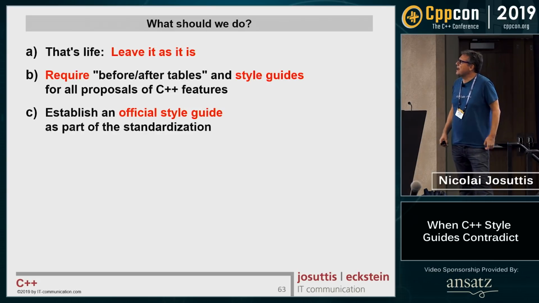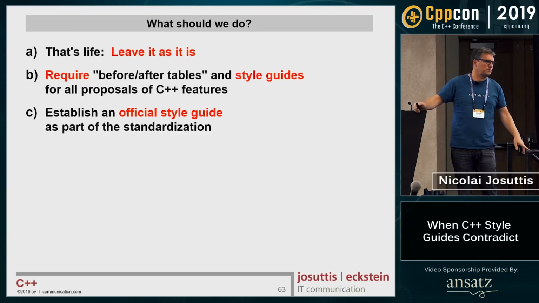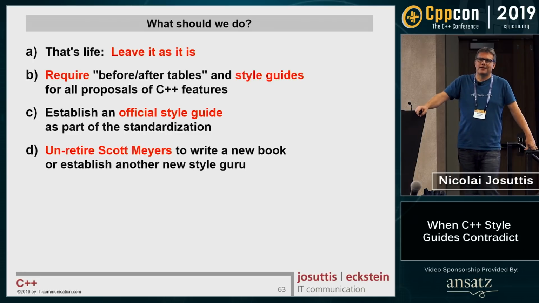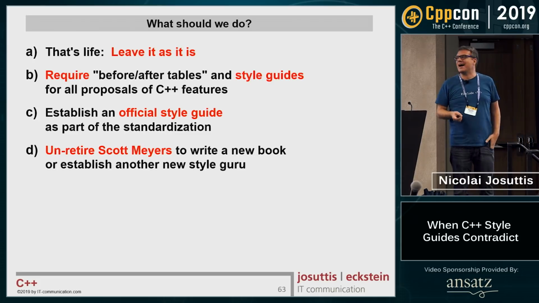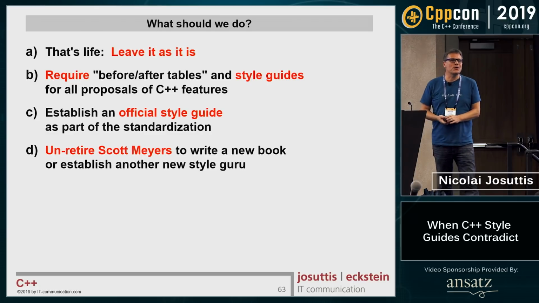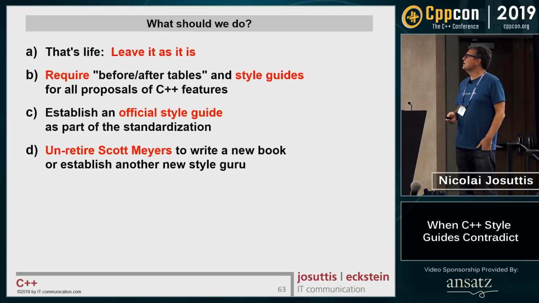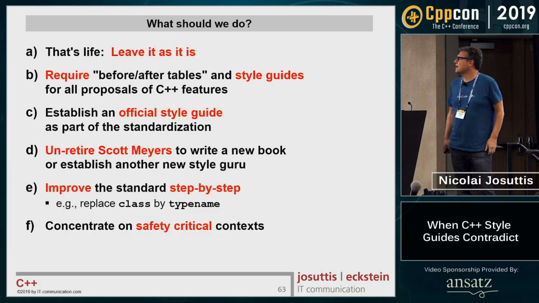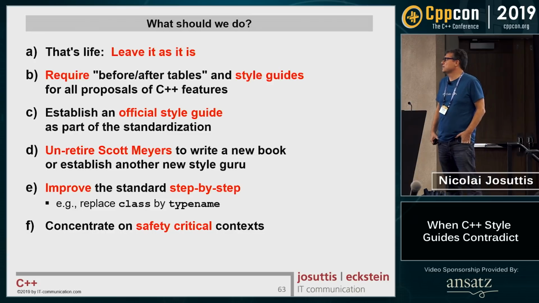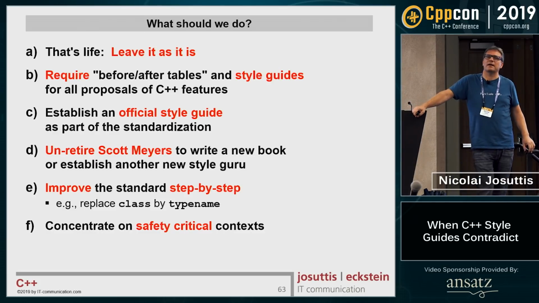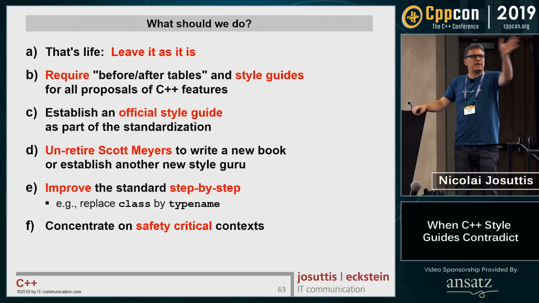Establish an official style guide as part of the standardization. That's the third option. Unretire Scott Meyers to write a new guidance book. Or we find another guy, a style guru. Improve the standard step by step. Replace, for example, class by type name. And I just learned it in the talk before. Concentrate at least on safety critical aspects. Let's take some votes here.